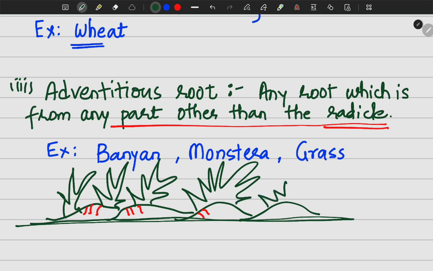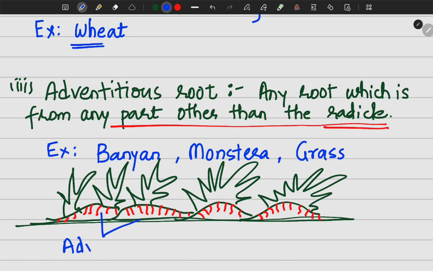These are the grasses. And they have these small root-like structures. These roots are not formed from the radicle, rather they are formed from their stem, which lies close to the soil. If you dig out a patch of grass, you will see these roots. So these kind of roots are called adventitious roots. I hope the adventitious root is clear.